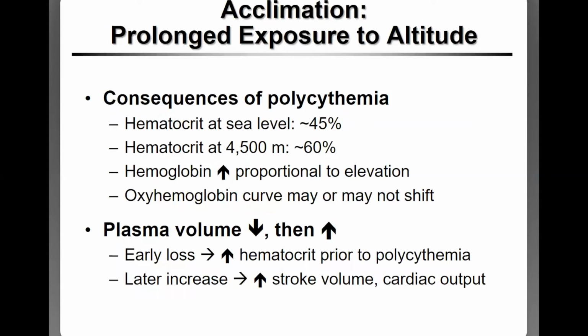Our plasma volume, as we discussed earlier, drops off as soon as we ascend to altitude. Over time, plasma volume slowly increases, and then this plasma volume increase supports an increased stroke volume and cardiac output. But remember that first initial drop in plasma volume is due to the release of ANP, atrial natriuretic peptide, and also the insensible water loss through our respiratory tract due to hyperventilation in a dry climate.